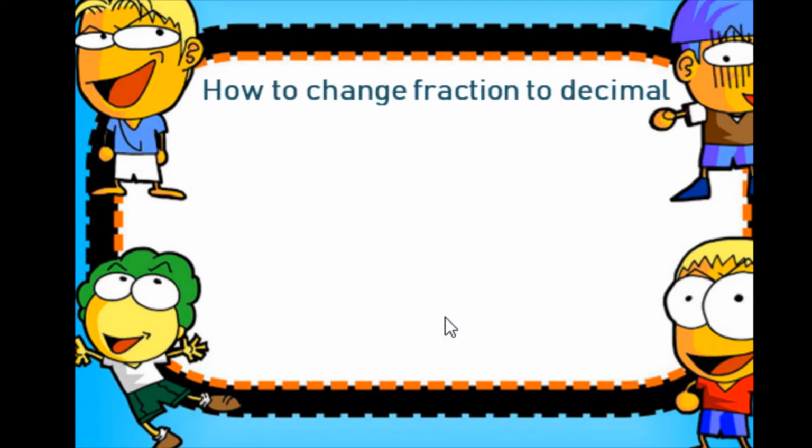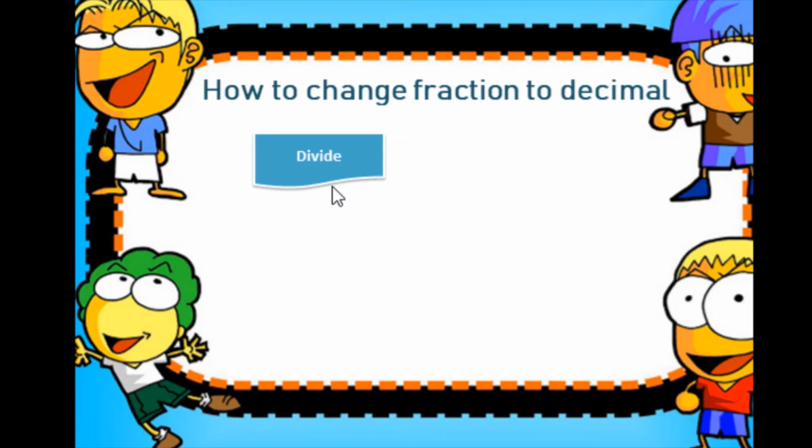But first, let's have a short refresher on how to change a fraction to a decimal. Supposing you are given a fraction and you are tasked to change it into a decimal number. These are the vocabulary words that you are going to remember. First, divide.